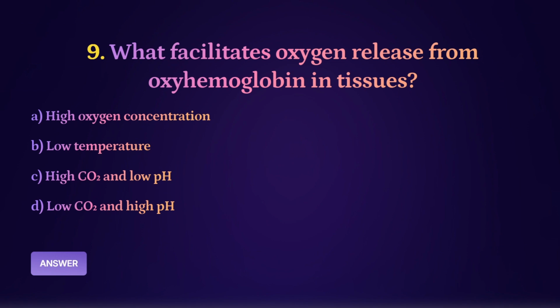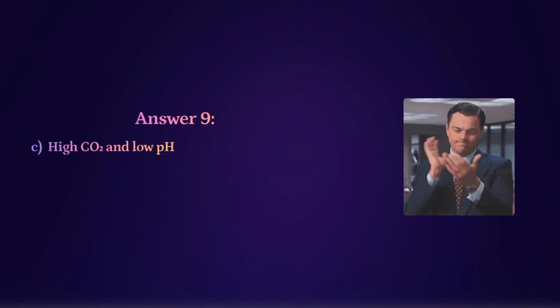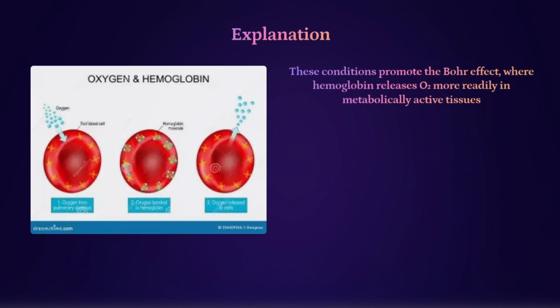Question number 9. What facilitates oxygen release from oxyhemoglobin in tissues? Options are A. High oxygen concentration, B. Low temperature, C. High carbon dioxide and low pH, or option D, low carbon dioxide and high pH. The correct answer to the question is option C, high carbon dioxide and low pH. These conditions promote the Bohr effect, where hemoglobin releases oxygen more readily in metabolically active tissues.